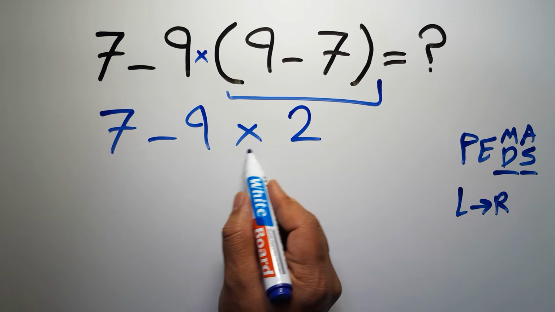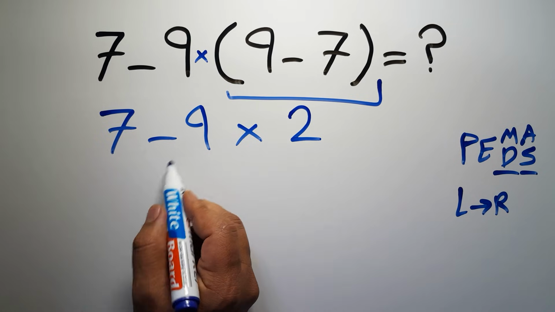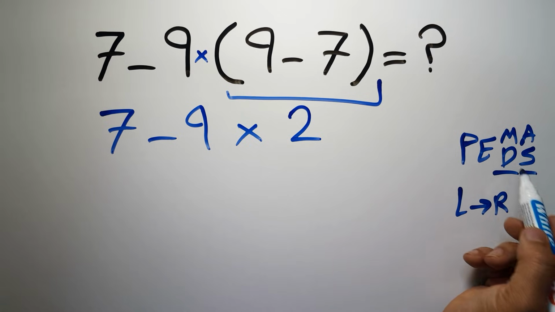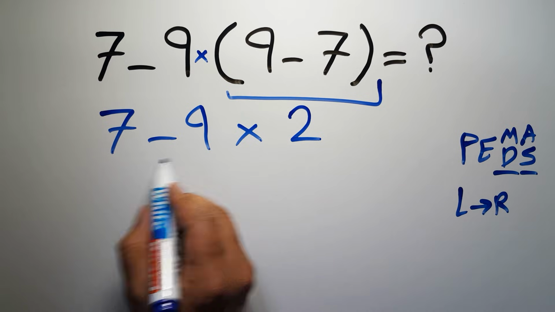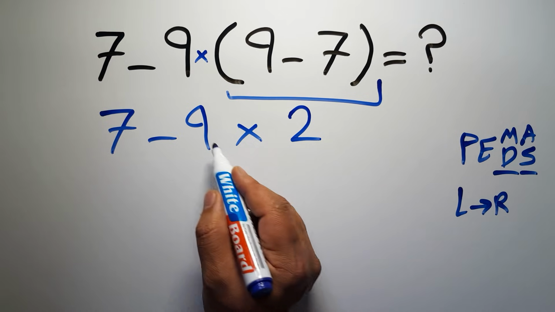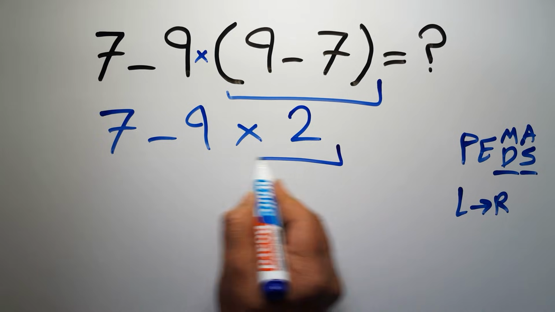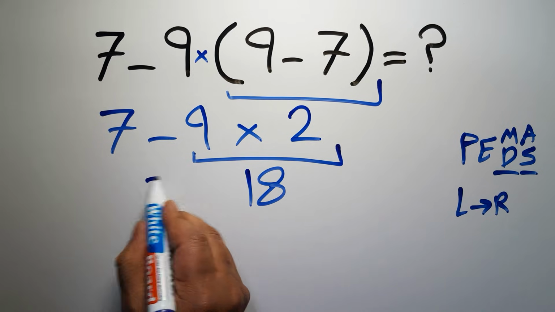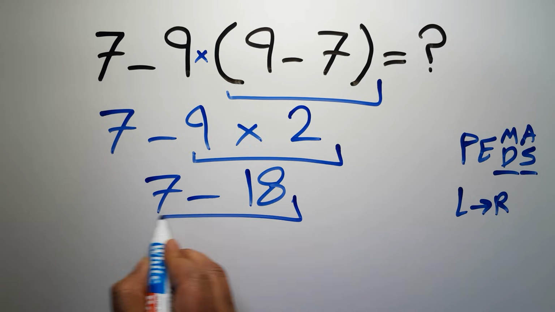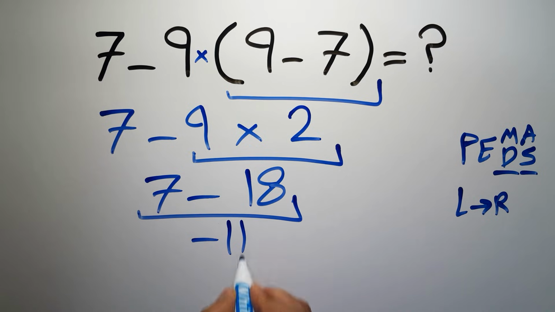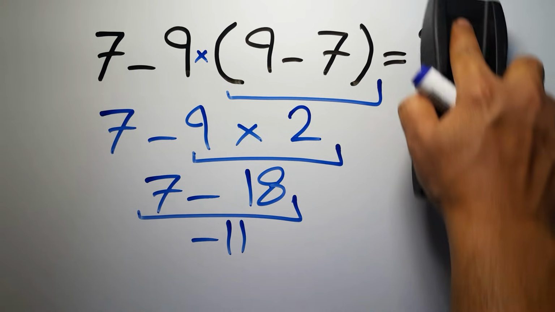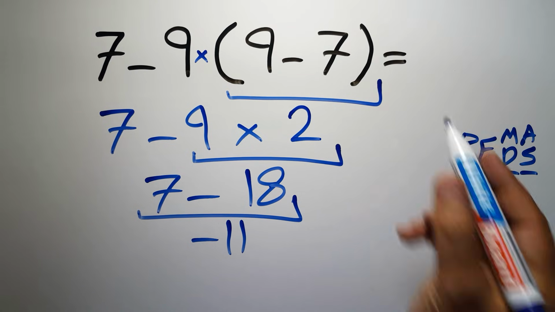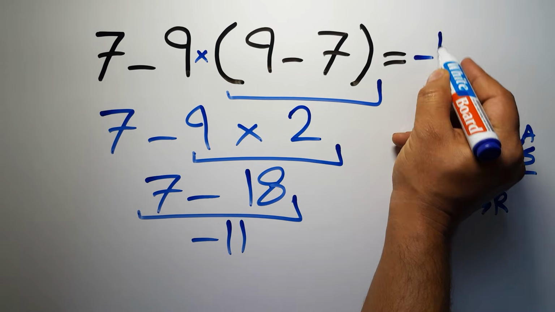According to the PEMDAS, multiplication has higher priority than subtraction, because multiplication comes before subtraction. So here first we have to do this multiplication. 9 times 2 is just 18. So 7 minus 18, which equals negative 11. And this is our final answer to this problem. The correct answer is negative 11.